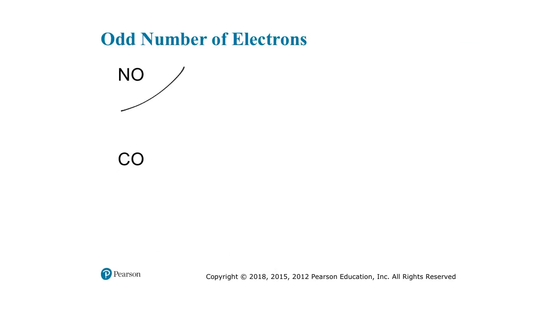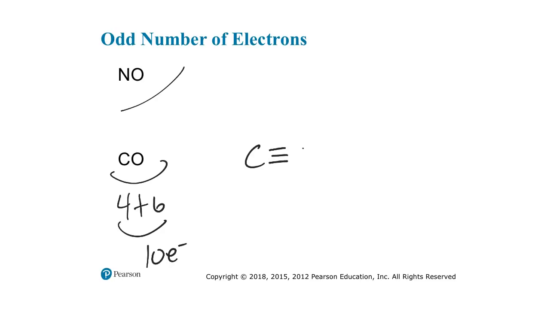Okay, we already did NO on the previous page. Not sure why it's here again, but CO, let's look at carbon monoxide. 4 plus 6. This is like N2 with only 10 electrons, where we have to go with the triple bond to satisfy the octets of both atoms. So then we end up with a positive formal charge on oxygen and a minus formal charge on carbon.